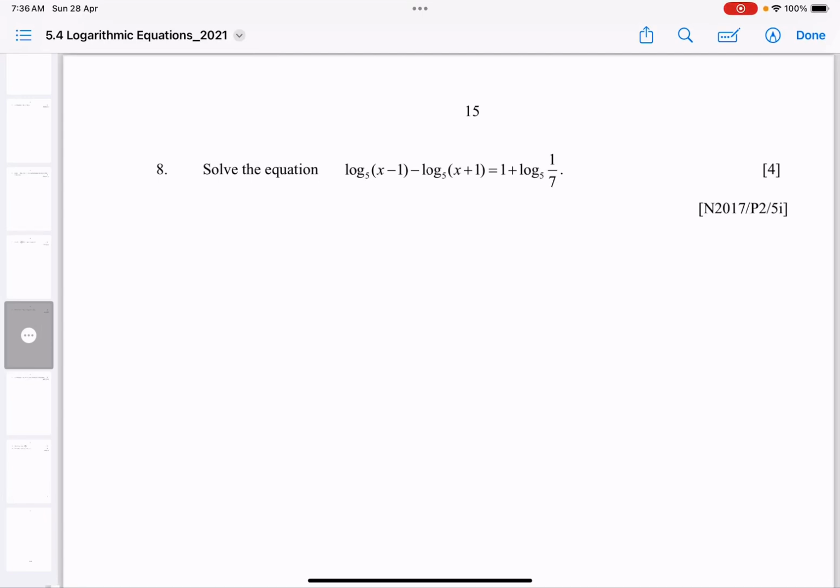Okay, so this is a continuation on the logarithmic equations worksheet. We're just left with a couple more questions. So let's finish this, okay?